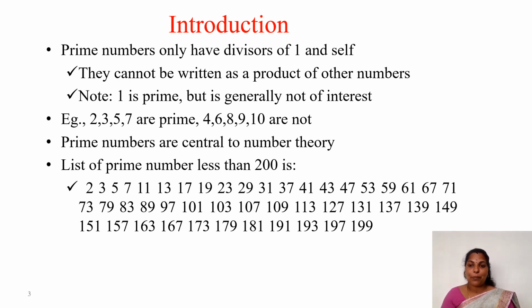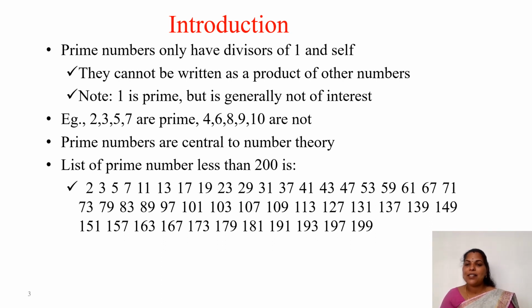Always in public key cryptography, we are generating very large prime numbers. With small numbers we know whether it is a prime number, but with very large numbers we don't know, so we have to check whether it is a prime number or not. In order to check that, we need to understand the characteristics of prime numbers. So only here we are discussing prime numbers.